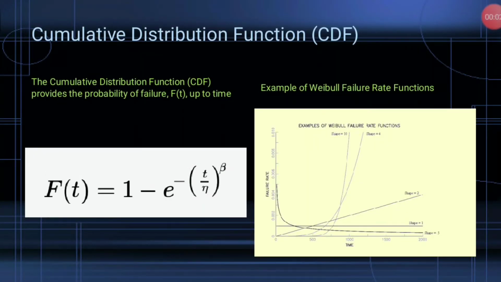The cumulative distribution, or CDF, provides the probability of failure up to time t. This is the formula. F(t) equals 1 minus e raised to negative (t over eta) raised to beta. This is an example of Weibull failure rate function. F(t) is the cumulative probability of failure from time 0 till time t. Very handy when estimating the proportion of units that will fail over a warranty period.